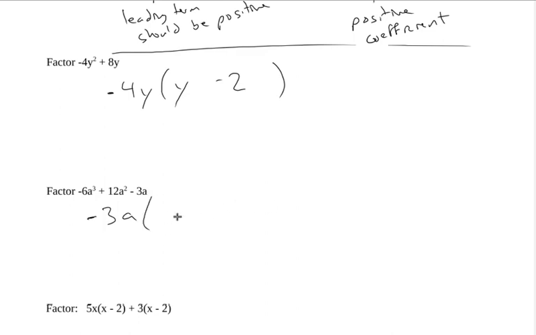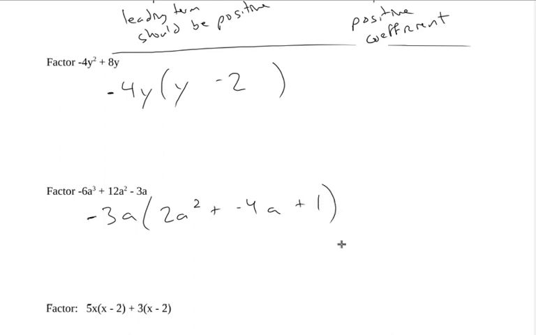I'll open up my parentheses. I'm going to have three terms, one for each of these. Negative 6 divided by negative 3 is 2. A cubed divided by a is a squared. 12 divided by negative 3 is negative 4. A squared divided by a is a. And negative 3a divided by negative 3a is positive 1.